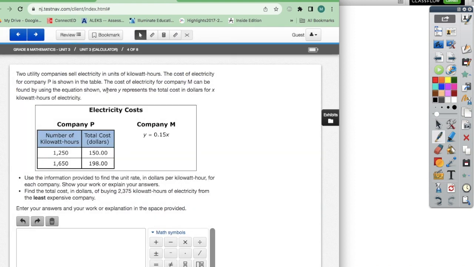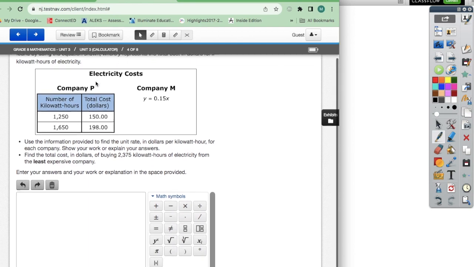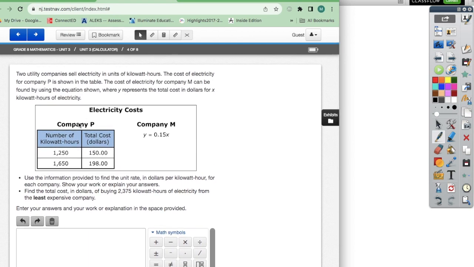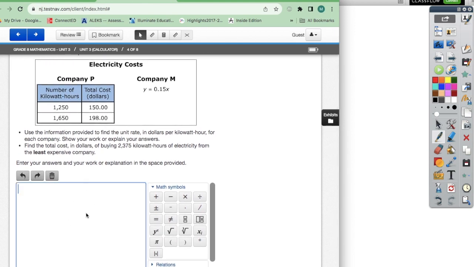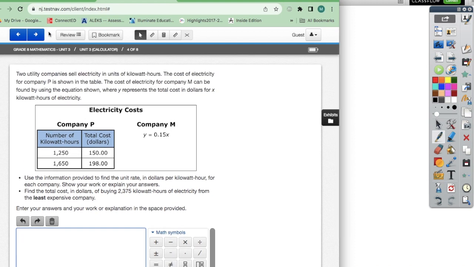All right. Our next question here has a written response. We have two companies that we're comparing here, and we'll find something about them and compare. Now, since this is a written response, I might want to save this for the end, actually. Notice how this is question 4.